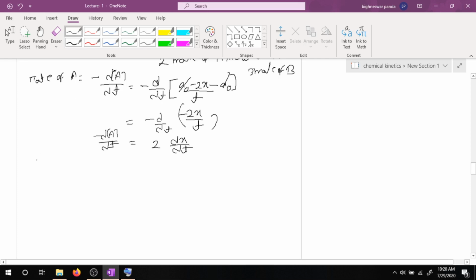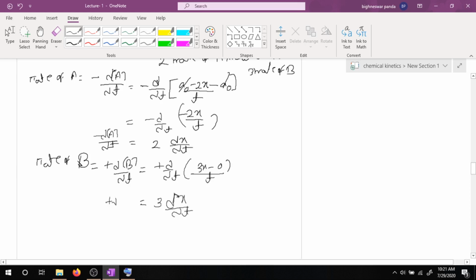In a similar way, rate of B is equal to plus dB by dt, equal to plus d by dt of 3x minus 0 by t, that will be equal to 3 dx by dt, and it has the value plus dB by dt.